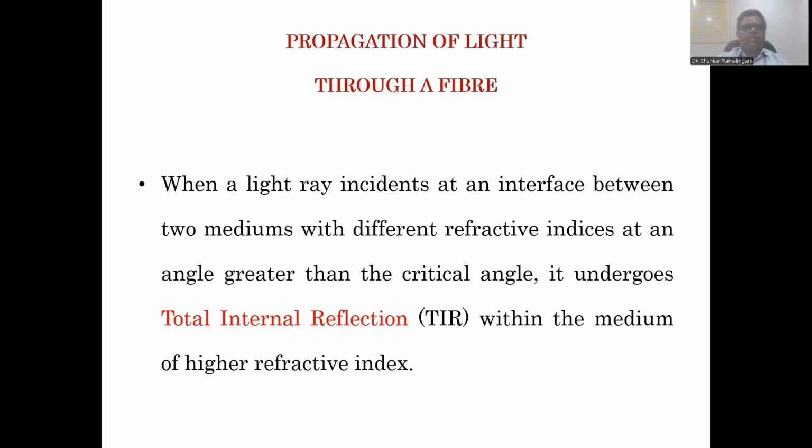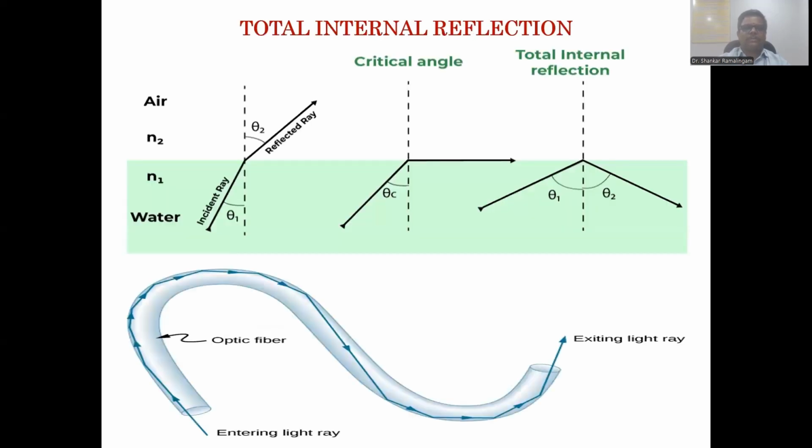Let us see. When a light ray is incident at an interface between two mediums with different refractive indices at an angle greater than the critical angle, it undergoes total internal reflection within the medium of higher refractive index. Let us see a picture to understand more about this total internal reflection.